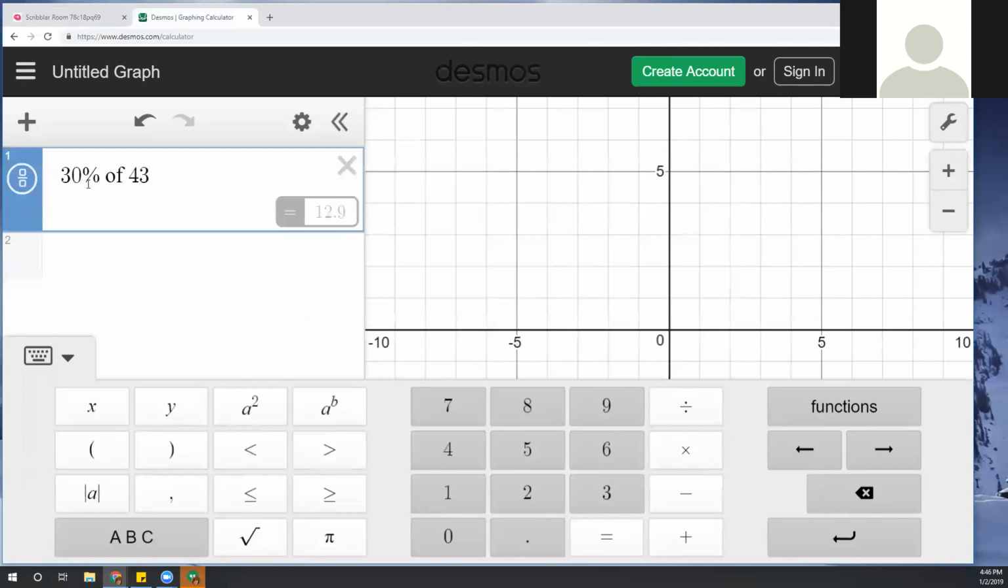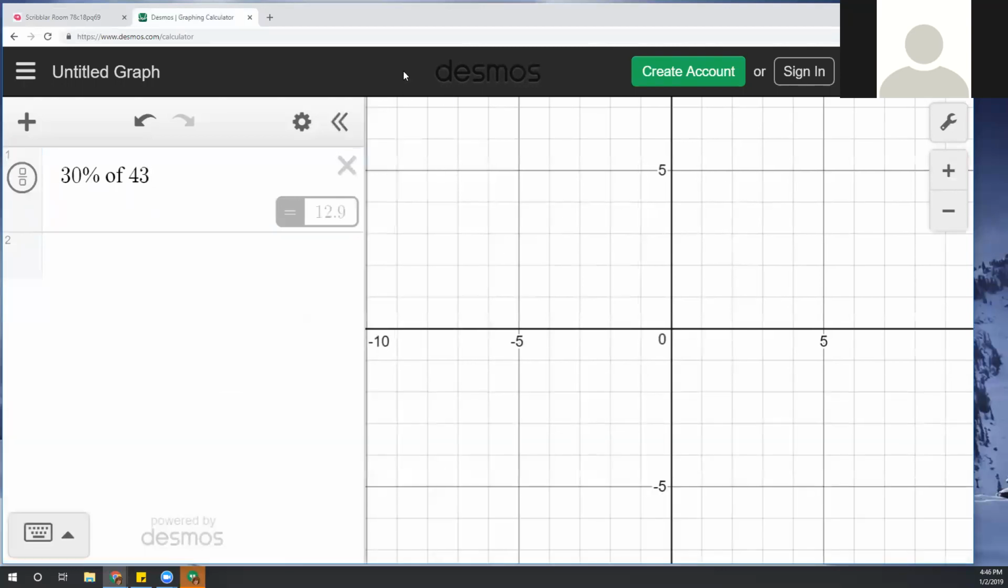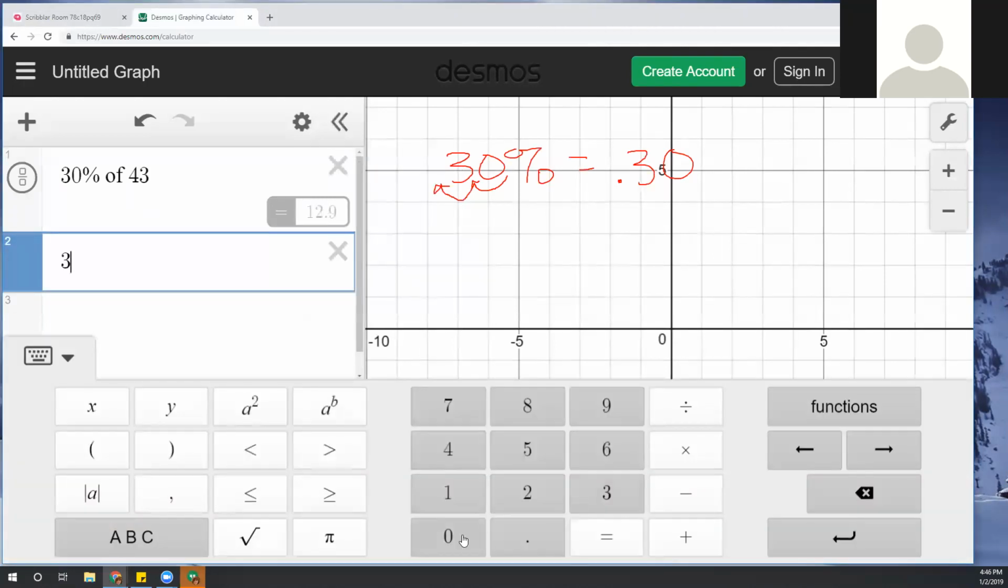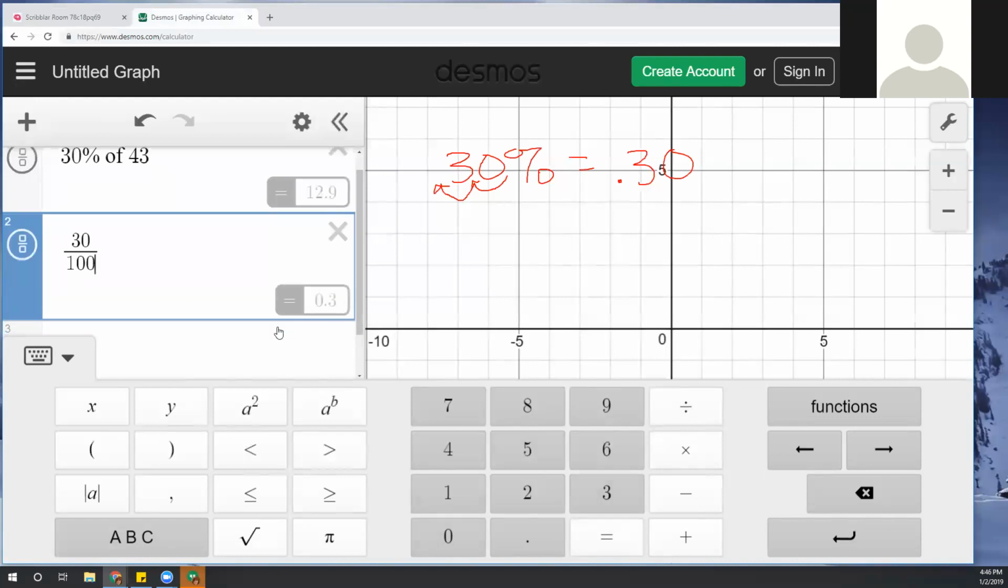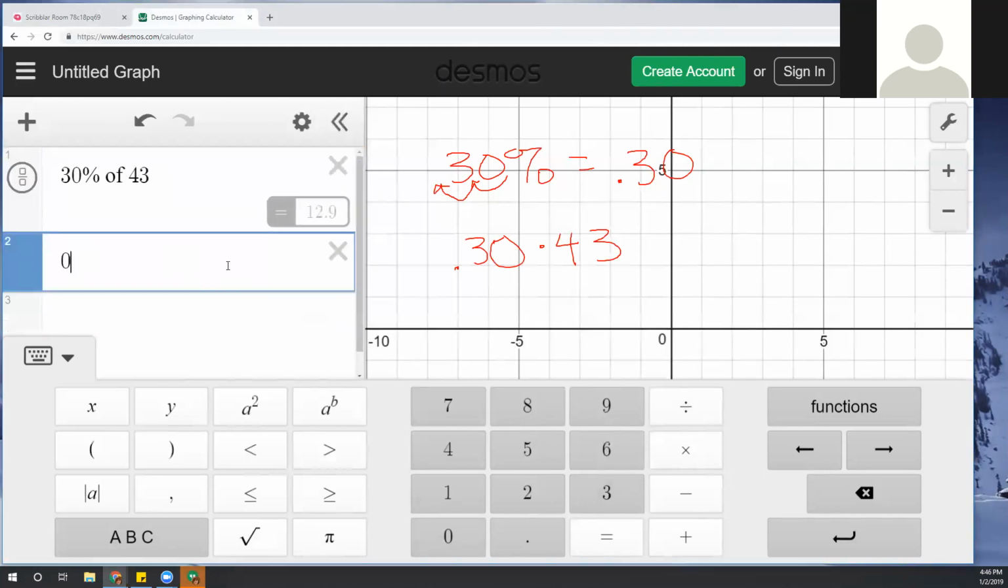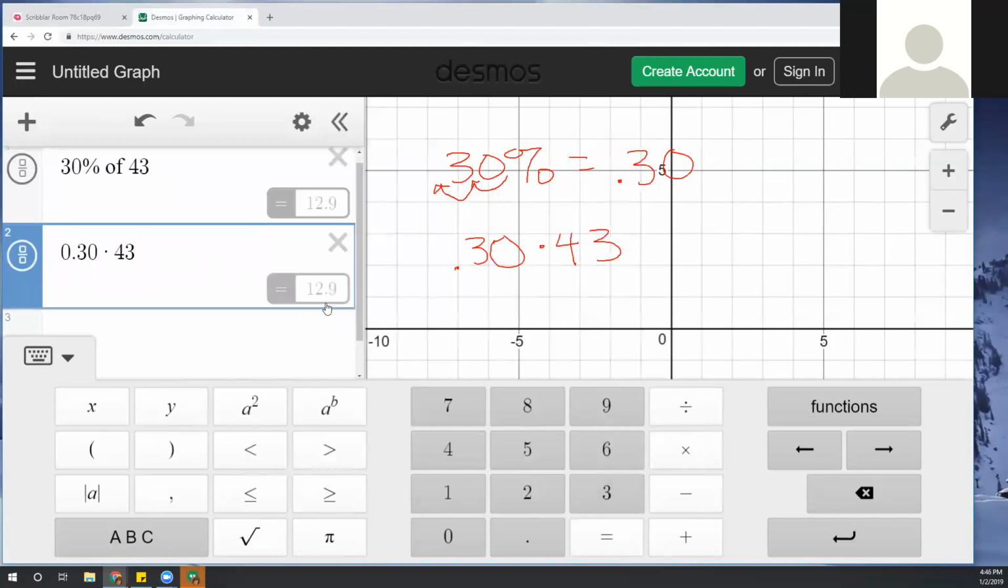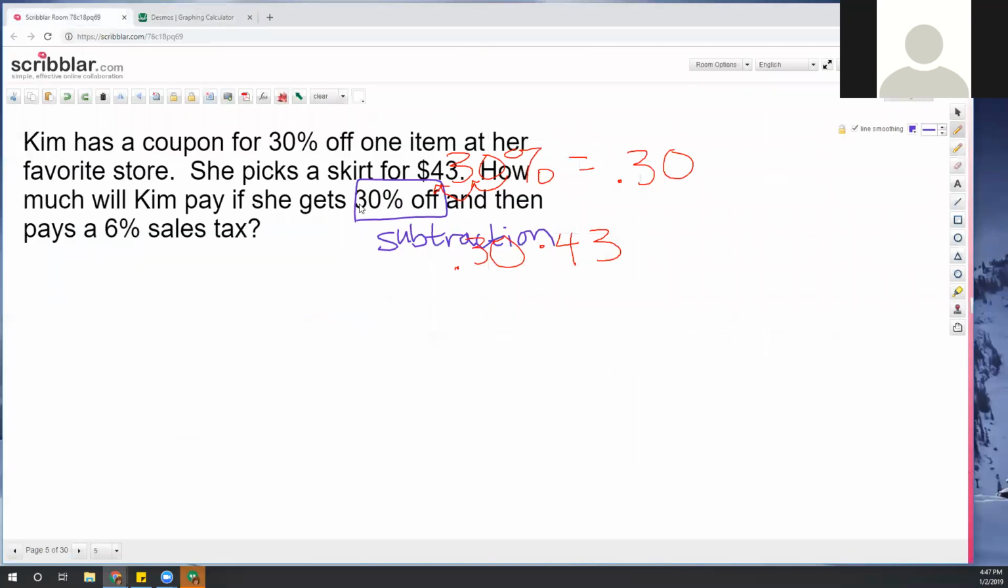The other option is to change your percent to a decimal. 30% as a decimal is 0.30. We figure that out by moving the decimal over 2 spaces, or by doing 30 divided by 100, because every percentage is out of 100. 100% is the most you can have. So that times the 43 will give us the same answer as if we use the percent button on the calculator. So 0.30 times 43 gives us that same answer of 12.9. Two different ways, again, to find the same thing. So you get $12.90 off of 43.